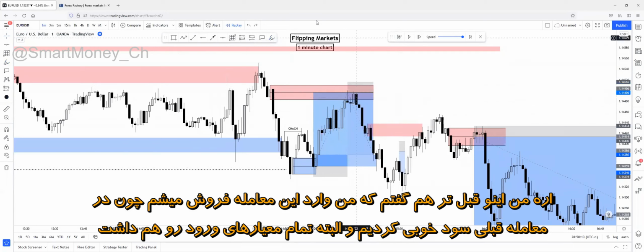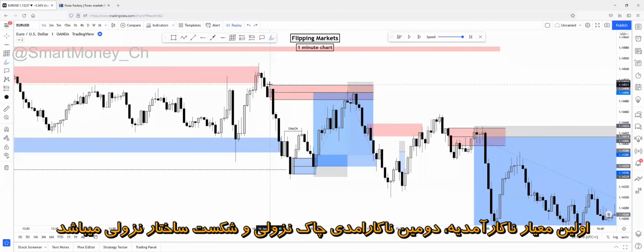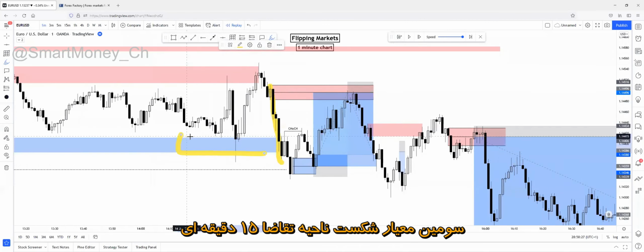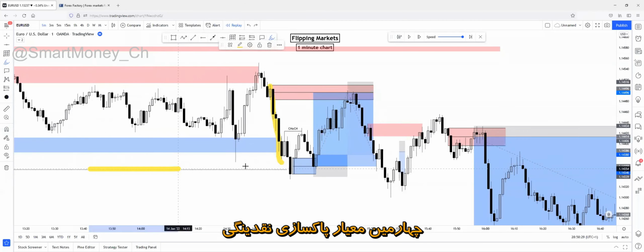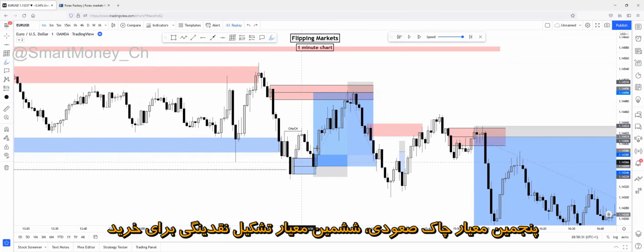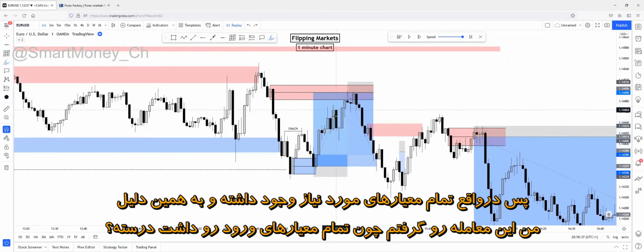I even said that I'm taking this short opportunity because we are already in profit, and the full criteria was fit. Here's the first criteria, inefficiency. Here's the second criteria, change of character or break of structure here to the downside. Third criteria, break of the 15-minute demand zone. Fourth criteria, sweep of the liquidity. Fifth criteria, change of character to the upside. Sixth criteria, liquidity creation for the longs. So basically all of the criteria were fit. That's why I was able to take this trade.